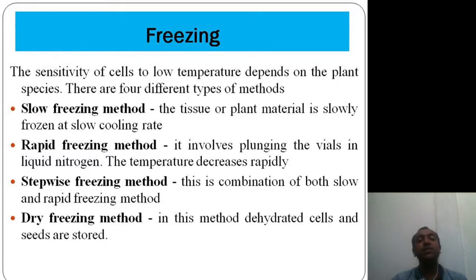Now slow freezing, as the term says, means you are freezing them at a slow cooling rate. Rapid is something which is done very fast, so it involves plunging the vials in liquid nitrogen. The temperature decreases rapidly. The next is stepwise freezing, which is basically a combination of slow and rapid freezing. And the last one is dry freezing, where dehydrated cells and seeds are stored.